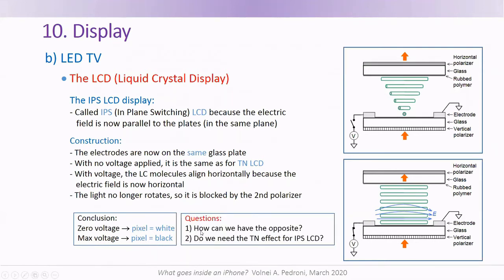Questions. First, how can we have the opposite? Meaning, with zero voltage, the pixel to be black, and with maximum voltage to have it white. Second question, very important: do we need the twisted nematic effect for IPS? I leave them to you.